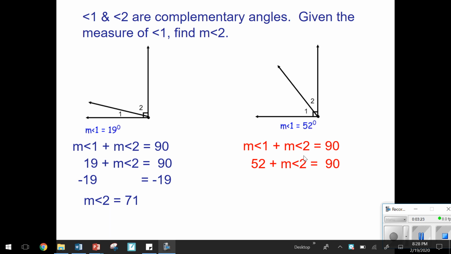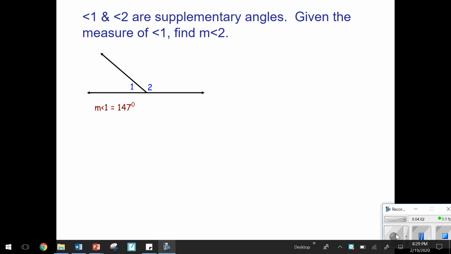And now we need to get the measure of angle 2 by itself. So how do I get rid of the 52? We are going to subtract 52 from both sides. So when I subtract 52 right here, these cancel out. And then all we got to do is figure out what is 90 minus 52. So either do that in your head or grab your calculator. And of course, 90 minus 52 gives me 38. So the measure of angle 2 is 38. And you can always check these by taking 38 and 52 and seeing if they add up to 90, which makes them complementary.